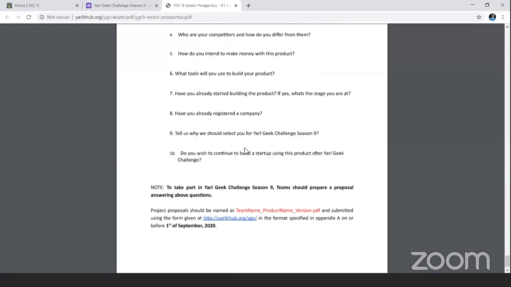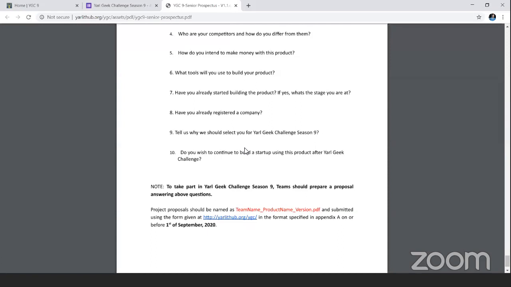And then the interesting part is where you tell why we should select you as a participant for Geek Challenge Season 9. There you can tell us why we should select you for this competition. And the final question is whether, after the competition, you would like to take this forward as a startup and continue, because one of the objectives of YAL Geek Challenge is to promote entrepreneurship. So whether you would like to continue even after the competition, working on this product and putting up your own startup.